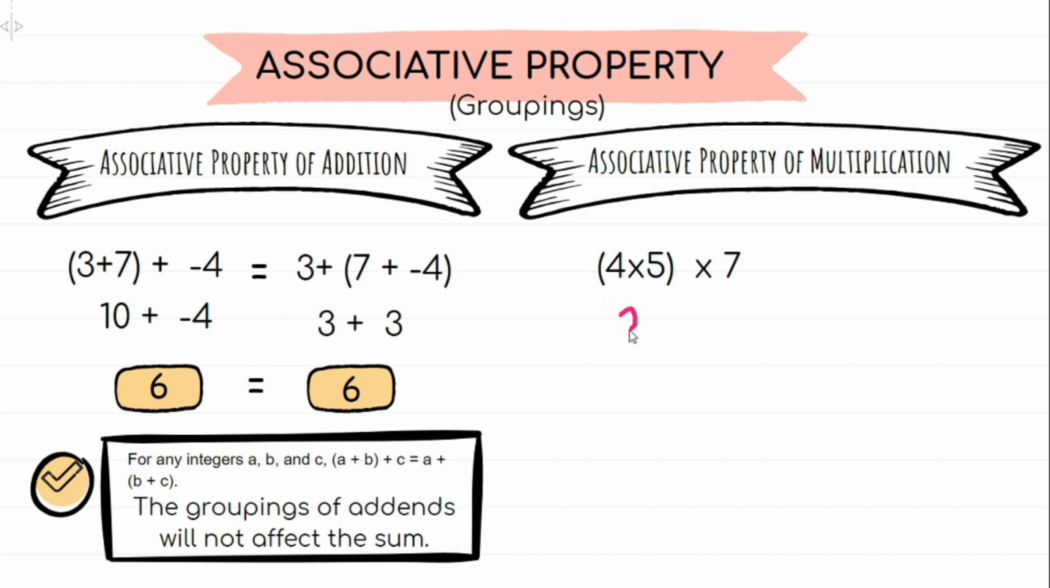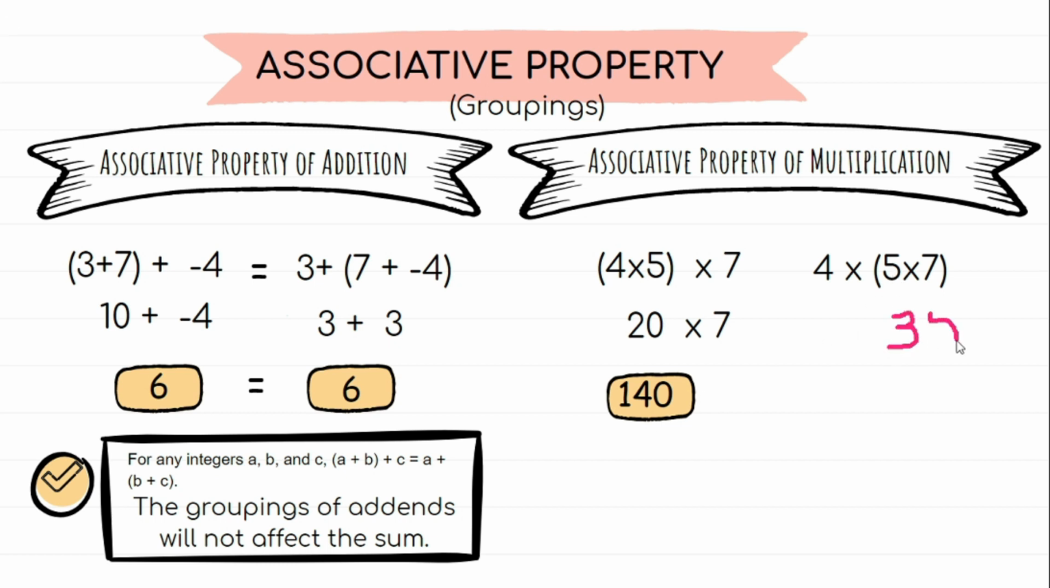So, 4 times 5 is 20, correct? Multiply by 7, that is 140. Tama? Paano naman pag binago ko yung groupings? Ginawa kong 5 times 7 muna, yung ginroup ko. So, meron akong 5 times 7 is 35, correct? Multiply to 4, so that is still 140.